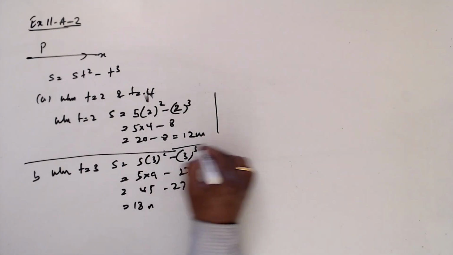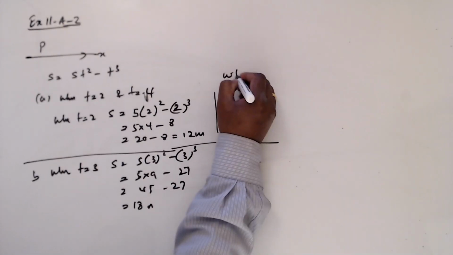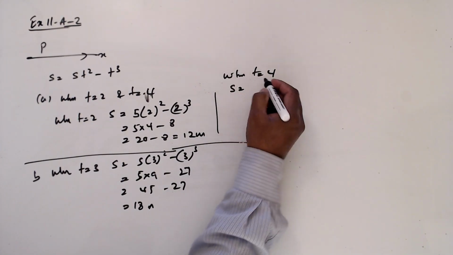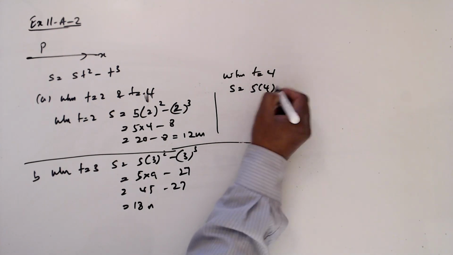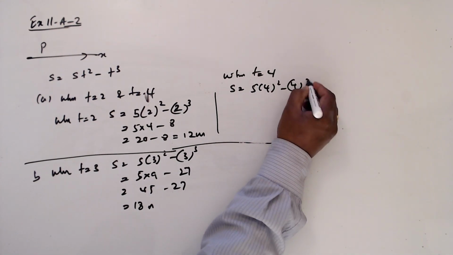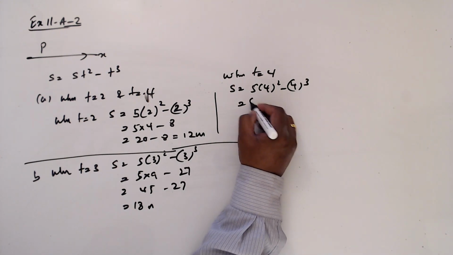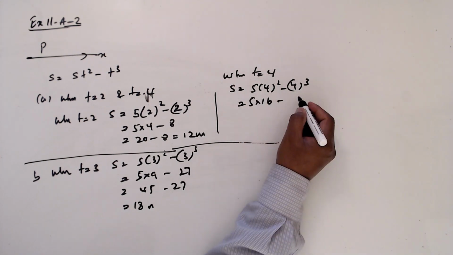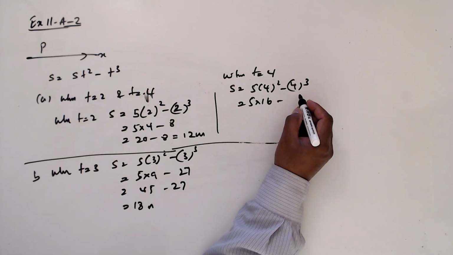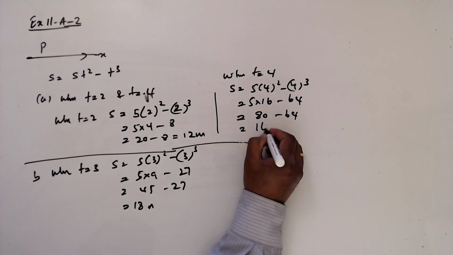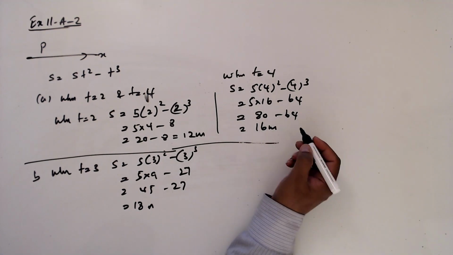So we'll work with when T equals 4. S equals 5 times 4 squared minus 4 cubed. So this is going to be 5 times 16 minus 64. So that is 16 meters.